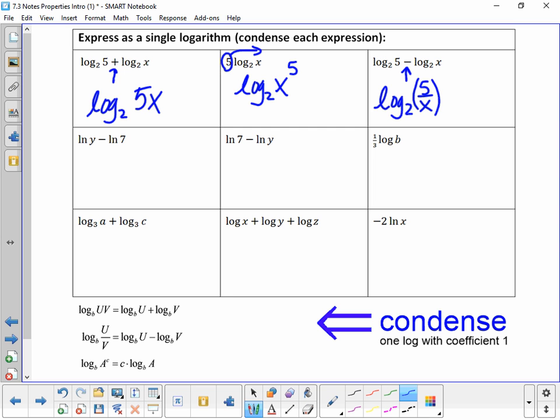The natural log of y minus the natural log of 7 is subtraction. So when we condense that, it's going to be the natural log of y over 7. The natural log of 7 minus the natural log of y. Again, it's the quotient rule, but this time it's the natural log of 7 over y.